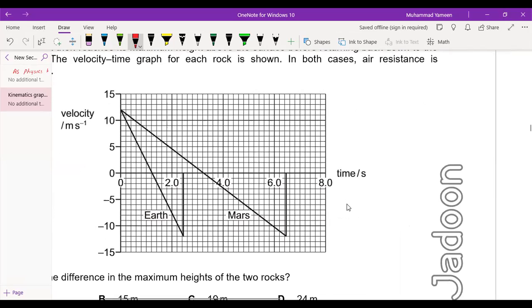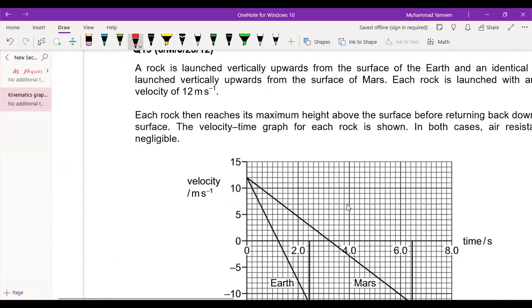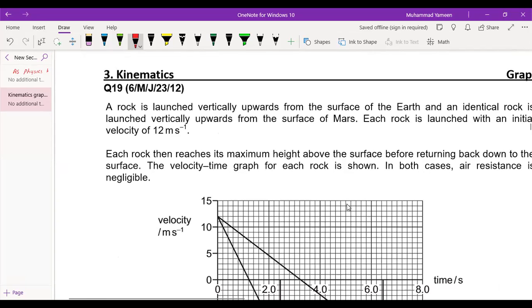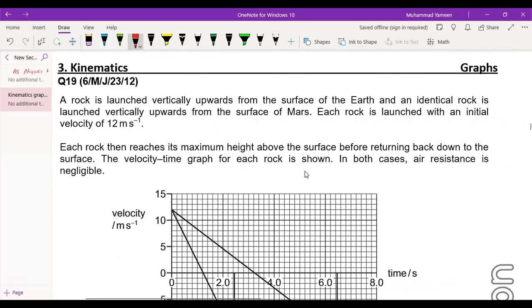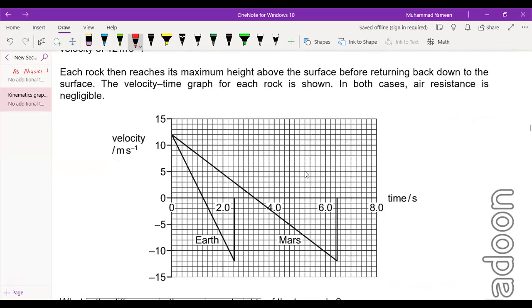Question number 19. This is the latest question that came in May-June 2023, variant 1-2. A rock is launched vertically upwards from the surface of Earth, and an identical rock is launched vertically upwards from the surface of Mars. Each rock is launched with an initial velocity of 12 meters per second. Each rock then reaches its maximum height above the surface before turning back down to the surface. Okay. The velocity time graph for each rock is shown.